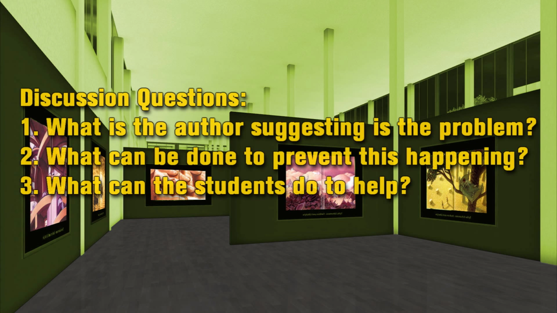What is the author suggesting as the problem based on the destruction depicted in the illustrations? What can be done to prevent this from occurring? Specifically, what can each of these students do on a daily basis to prevent this from happening? For example, walk to school instead of taking the car, recycling everything possible even if it's not always convenient.